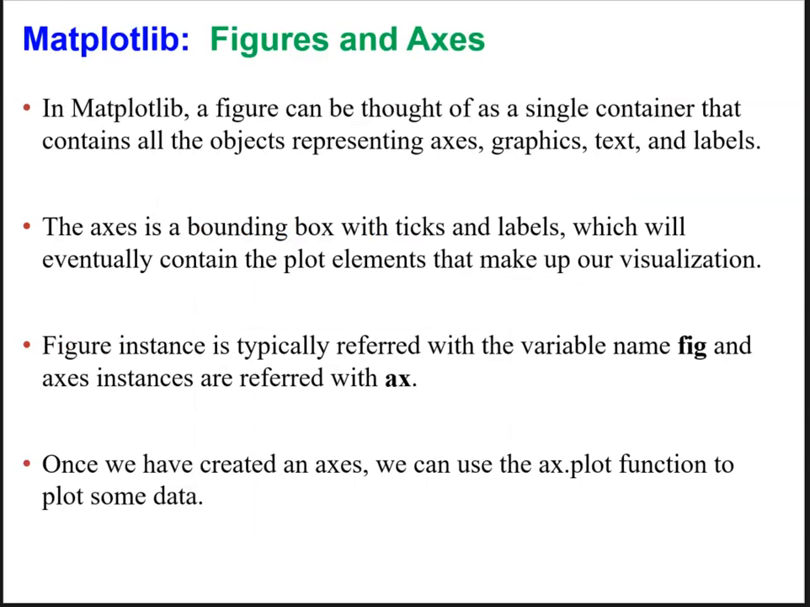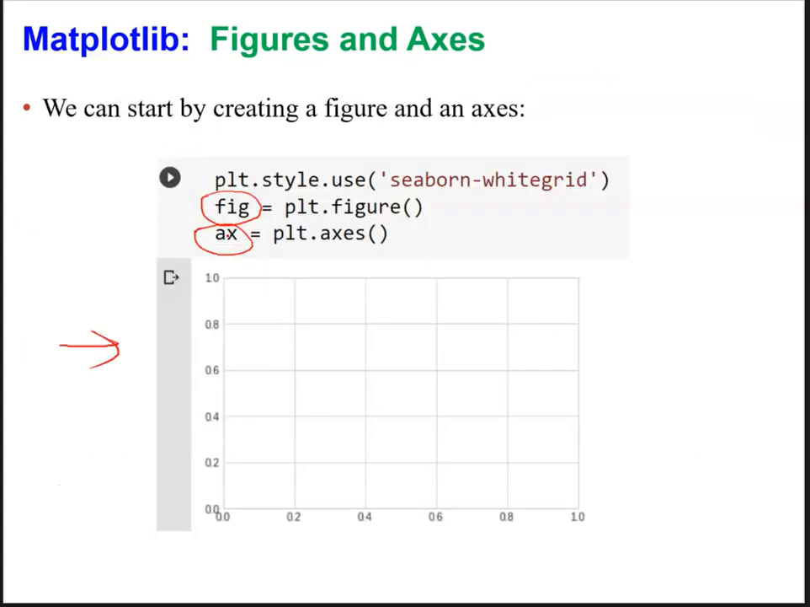In Matplotlib, you'll see this a lot of times, that when you want to create a figure, you use the following steps. A figure in Matplotlib, you can think of it as a single container that contains a lot of objects like axes, graphs, text, and labels. Now the axis is like a bounding box, right, with tags and labels, so it has a lot of information. Typically we start off with instances, and this is what we did over here also in the previous slide.